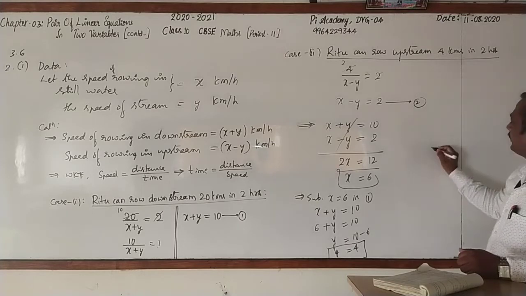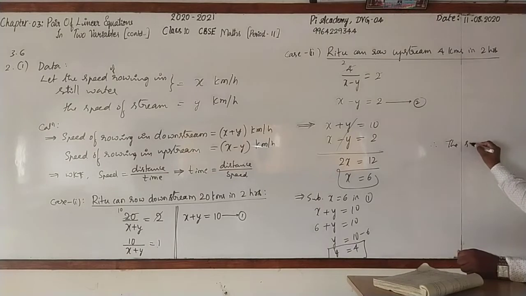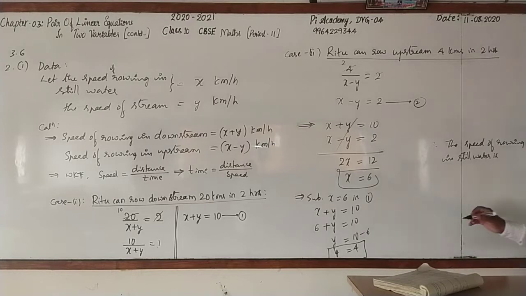Now, let me go for writing the conclusion. Therefore, the speed of rowing in still water is 6 km per hour, and the speed of the stream is how much? Yes, you are right. This is 4 km per hour.